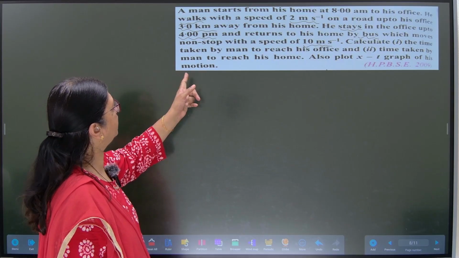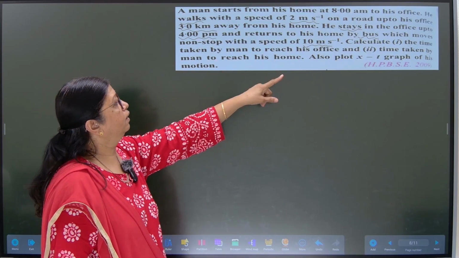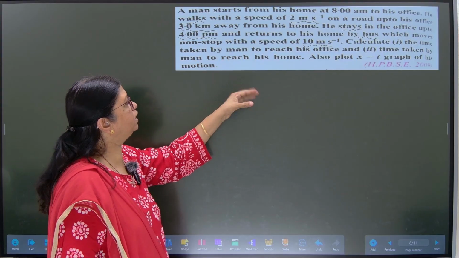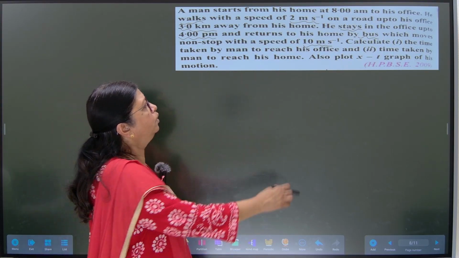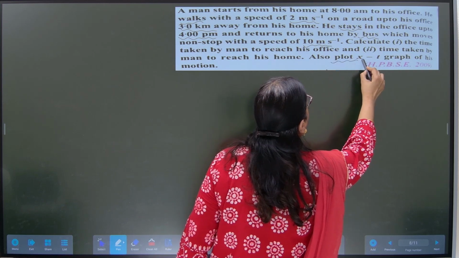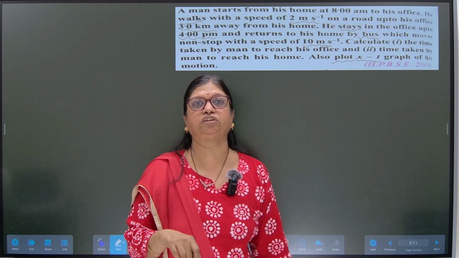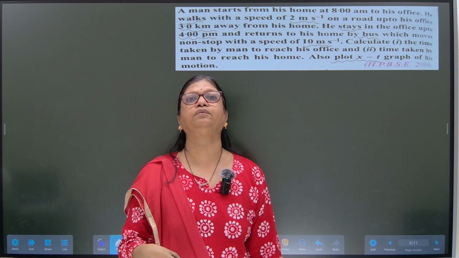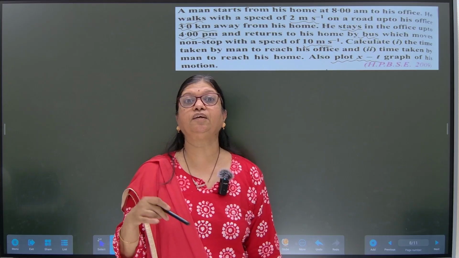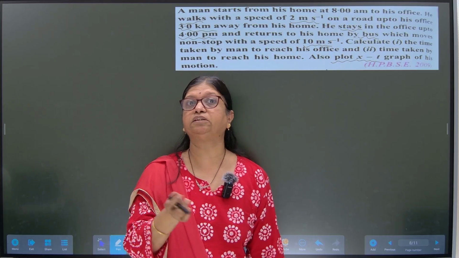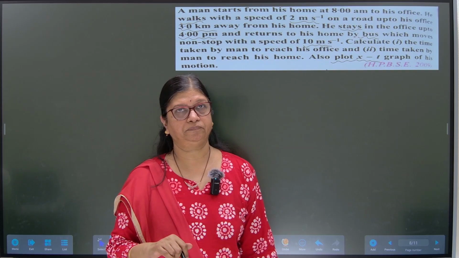Calculate the time taken by the man to reach the office. He went walking. Time taken by the man to reach his home. He came back by bus. And also they are asking you to plot the XT graph. I have chosen this question so that you understand how to plot the XT graph with the given data and with the given knowledge of the graphs which we have already discussed in the previous video.